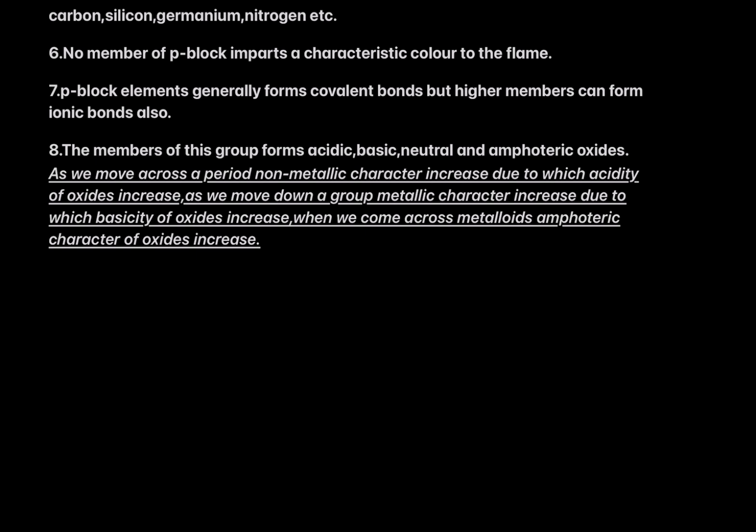As we move down a group, metallic character increases, that is, the ability to form cations increases, and the oxidation state increases, due to which the basicity of oxides will increase, as metallic oxides are basic in nature, which we have done in the previous lecture. Now when we come across the metalloids, the amphoteric character of any oxide increases.